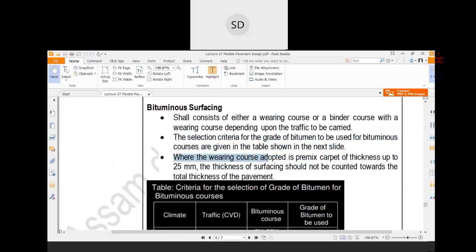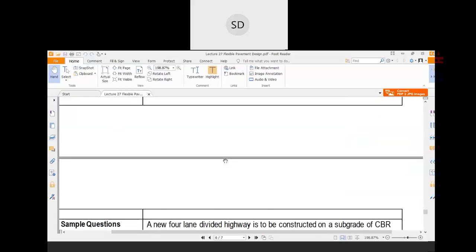Where the wearing course adopted is premix carpet, the thickness is up to 25 millimeter. The thickness of surfacing should not be counted towards the total thickness of the pavement. So whatever surfacing is there, that surface portion is not a structural portion. For this reason, the top wearing course or top surfacing course should not be considered in the total thickness of the pavement layer.